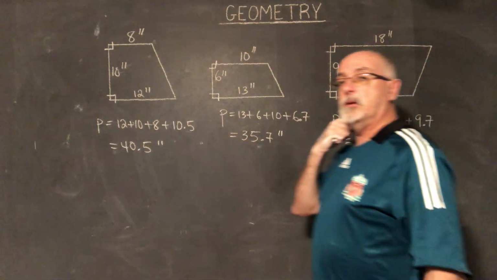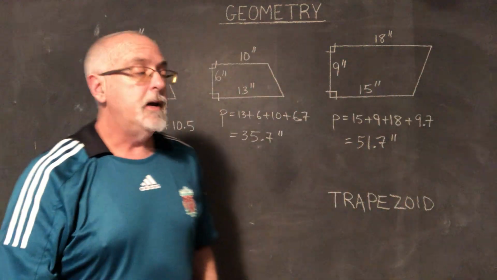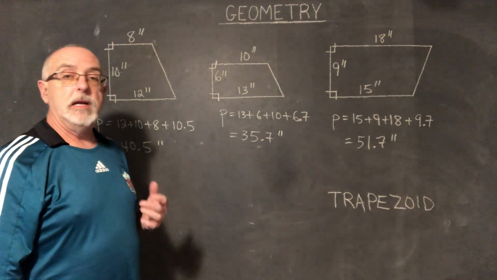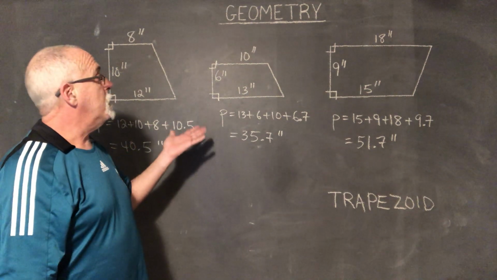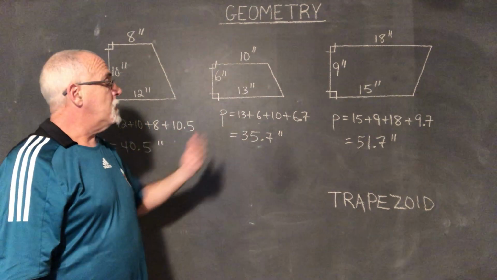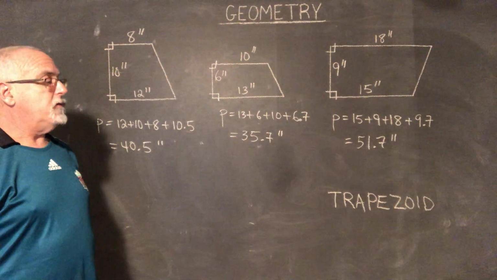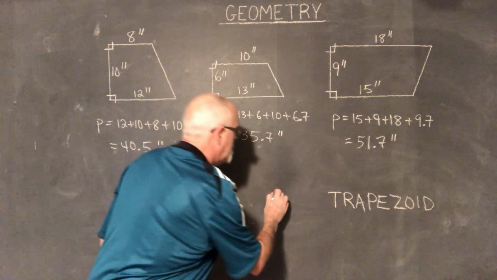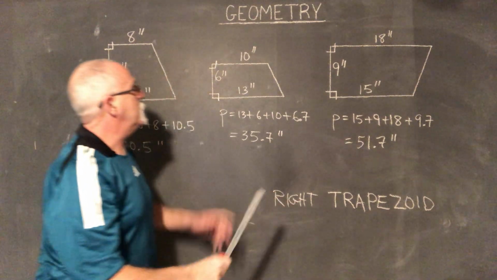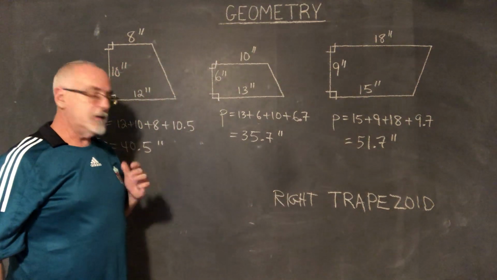inches. We are able to calculate the perimeter of any of the shapes that we have done so far. We don't really need a formula, because if we know the lengths of the 4 sides, we can just add them together and that gives us our perimeter. And we have now done the right trapezoid. That was the right trapezoid, called a right trapezoid because of these right angles that are inside it.